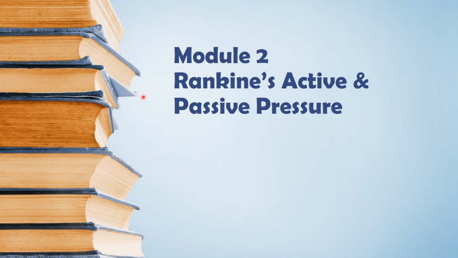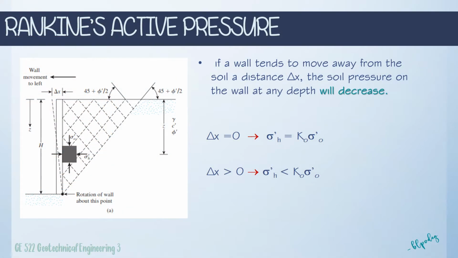Module 2 of our course is all about Rankine's active and passive pressure. So we have here a graphical representation to illustrate the Rankine's active pressure. We have here your wall AB, say a retaining wall, and then we have here your soil.